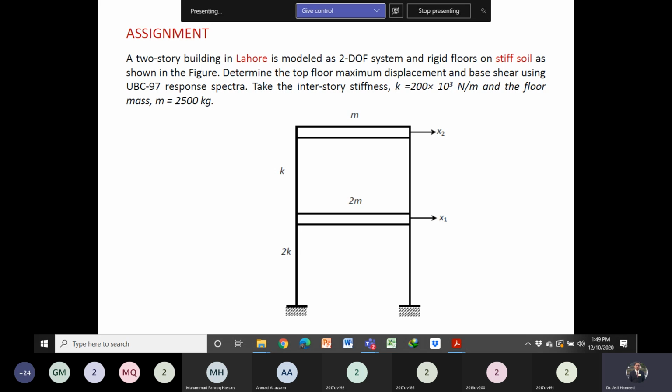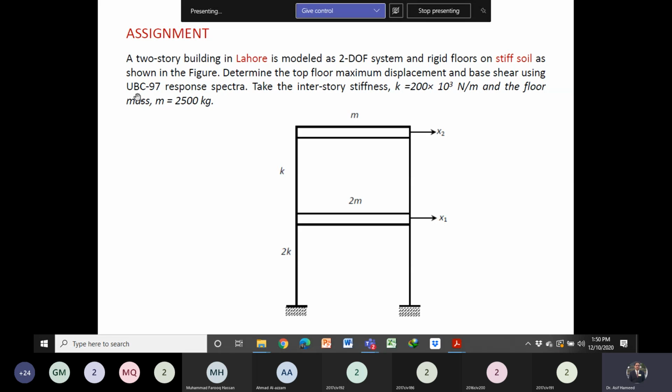If you don't have any question, then you have the assignment. We have the two-story single bay frame. The mass of each story is given, stiffnesses are given, and you have to find out the top floor displacement and also the base shear by using the UBC 97 response spectrum. I told you already that we have the response spectrum given in the code, which is the average of many earthquakes. So for the design purpose, we take the response spectrum from the code.